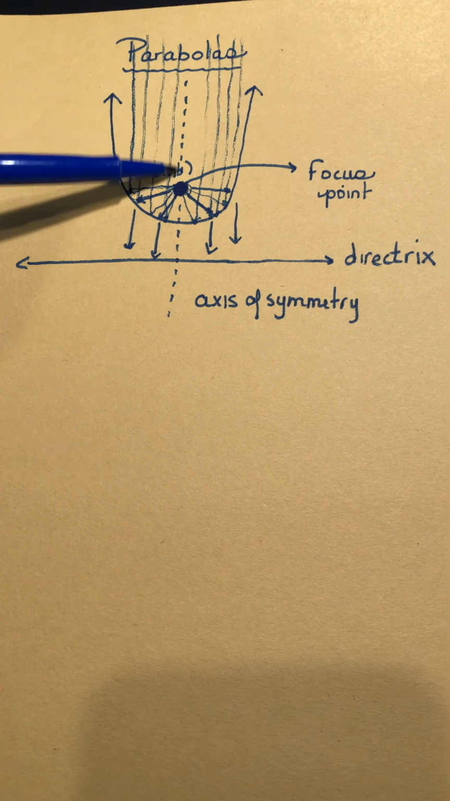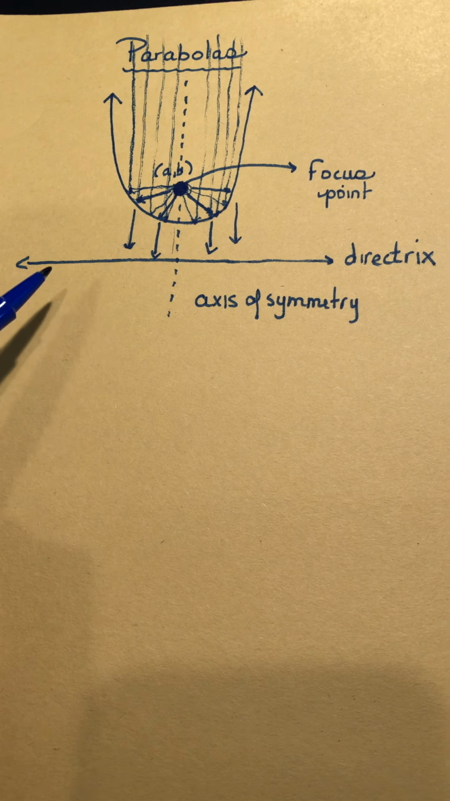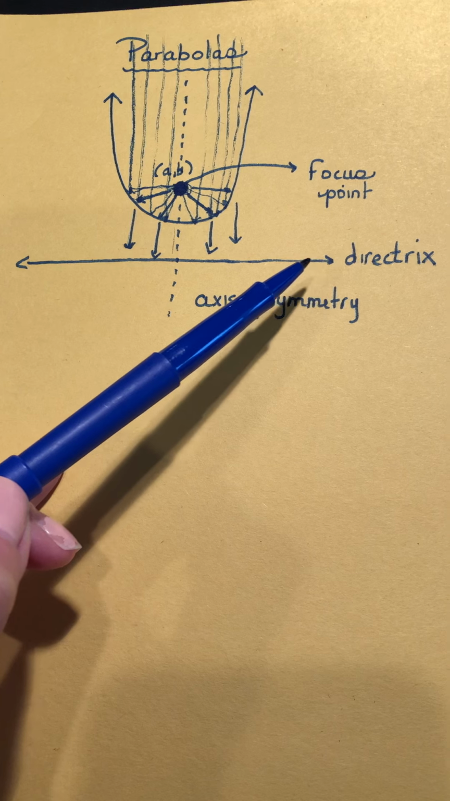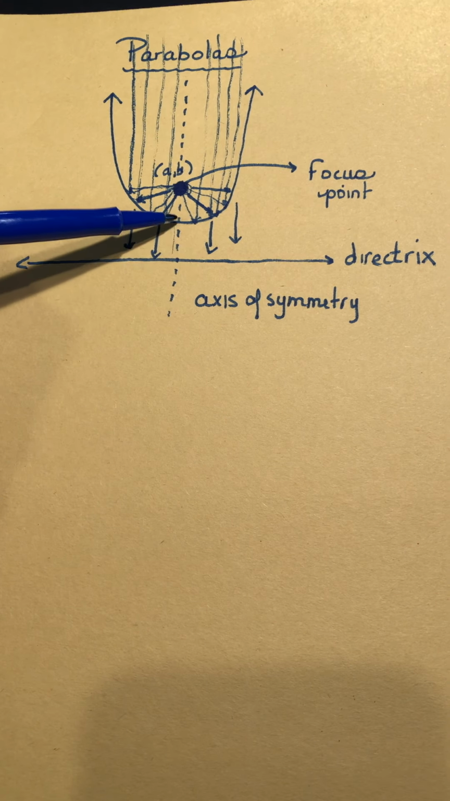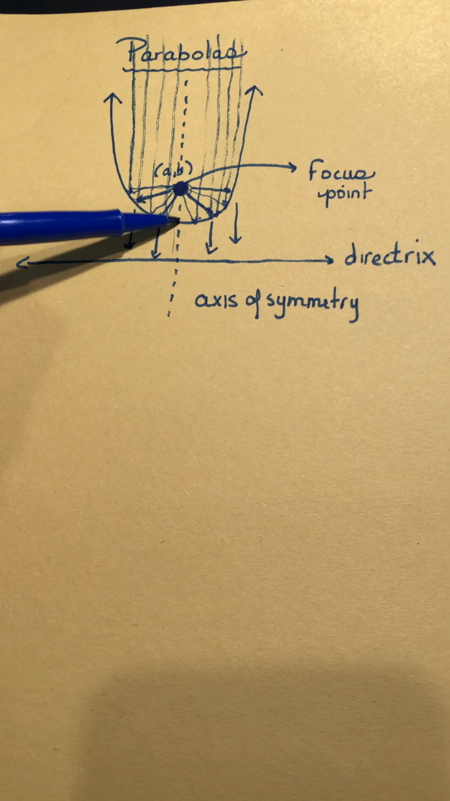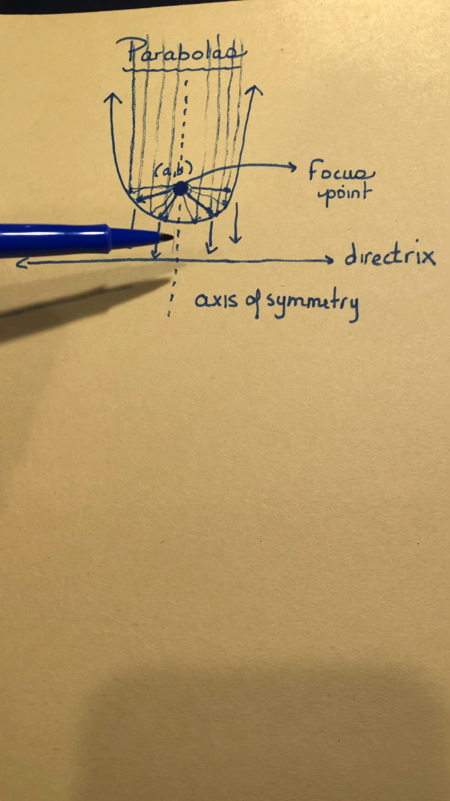It contains an axis of symmetry, and the focus point for each parabola sits on the axis of symmetry. Additionally, every parabola has this directrix, which is essentially an imaginary line that is equidistant between the parabola and the focus point. So the distance between the focus point and the parabola to the directrix is the same distance.